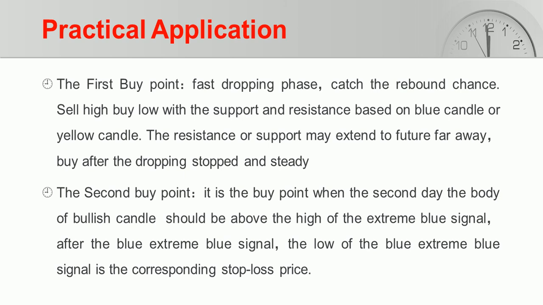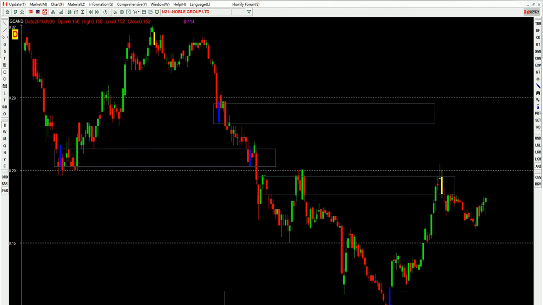The second buy point. It is a buy point when, on the second day, the body of the bullish candlestick is above the high of the extreme blue signal. After the extreme blue signal, the low of the extreme blue signal is the corresponding stop loss price. What's that meaning?